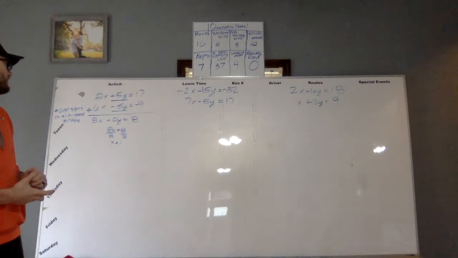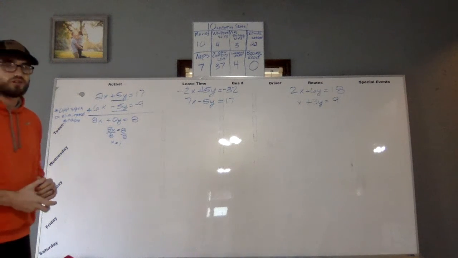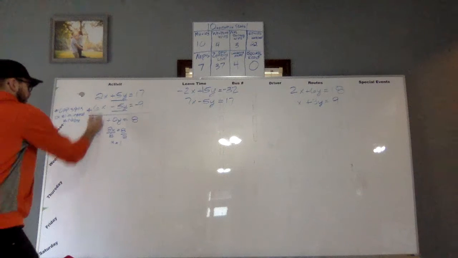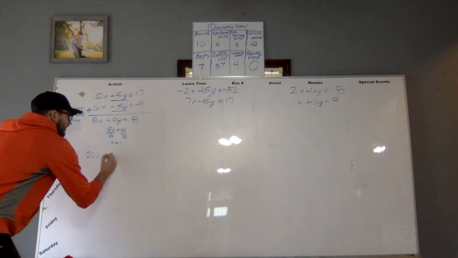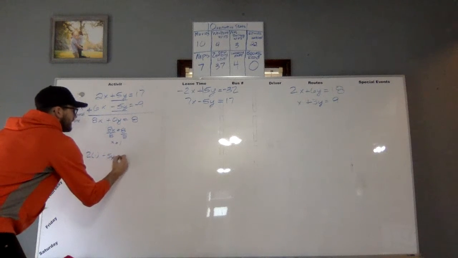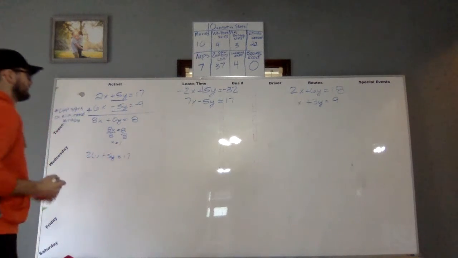I'm going to pick the easier one. In this case, not really an easier one to pick. So I'm just going to plug it into the first one. So I do 2 times 1 plus 5y equals 17.